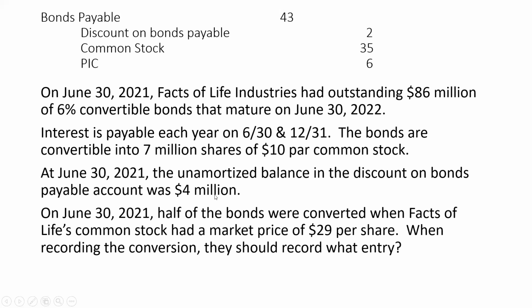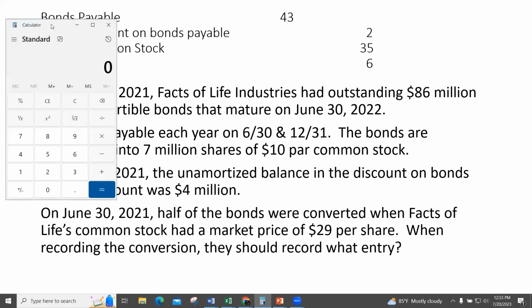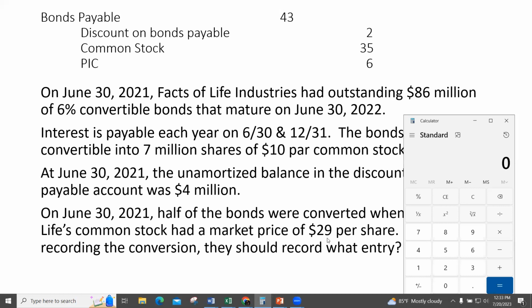Then we're going to look at the common stock and the paid in capital in excess of common stock. And we are going to, let me find my handy dandy calculator here. So it gives us the current market value, the $29, but it also tells us that the par was $10. So we've got 43 million times $10 times the 6%. Well, the 7 million shares. That's what we're looking at.